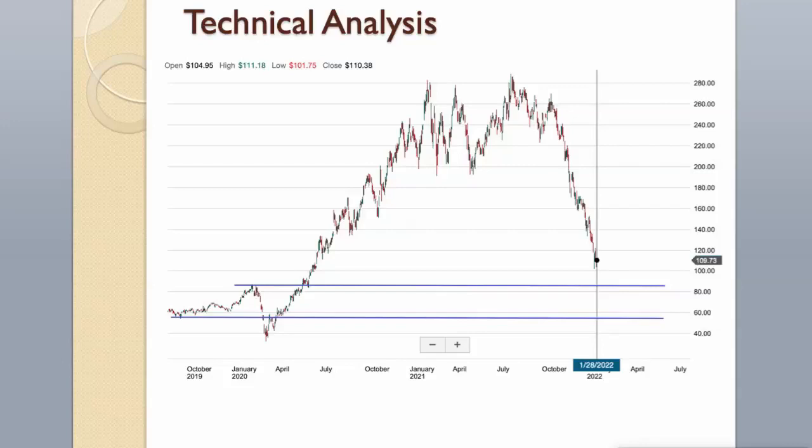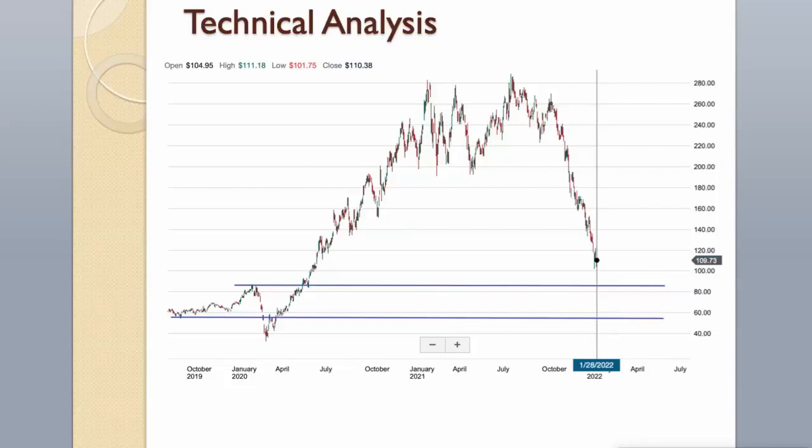Technical analysis. The short-term trend is negative, the long-term trend is negative. Prices have been falling strongly lately, it is better to avoid new long positions here. Support level is around $85. Then $60.